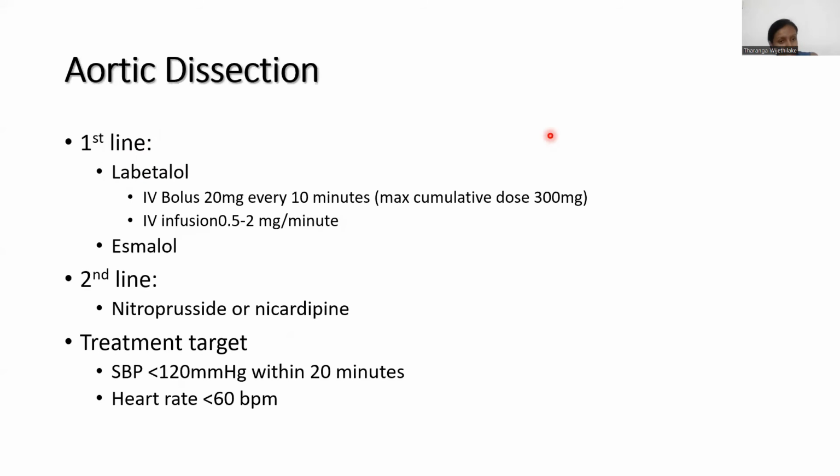Now, aortic dissection we have already spoken about. The first line treatment is labetalol. We go for IV boluses, 20 milligrams every 10 minutes. Max dose is 300. That is the cumulative dose. We could go for an infusion. What are the treatment targets? Systolic blood pressure to come to less than 120 within 20 minutes and heart rate to come down to less than 60. These both are important because the more the vessels pulsate, your dissection is going to extend.